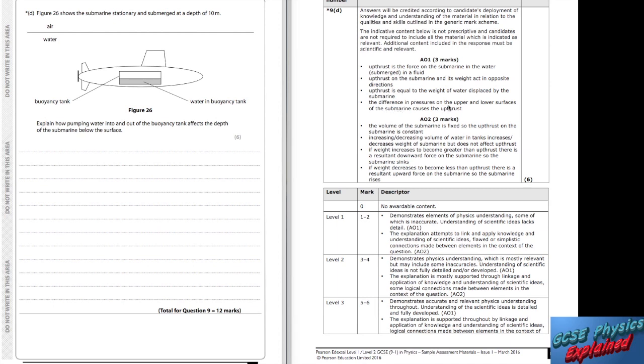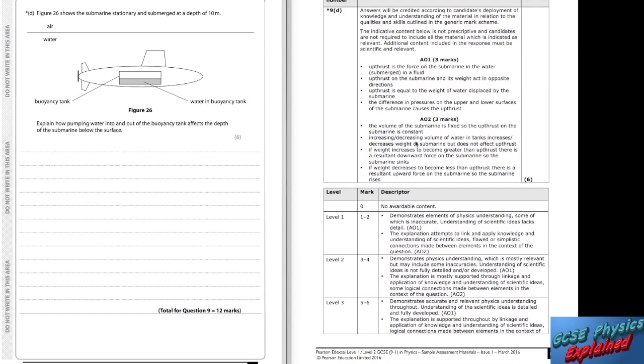The difference in pressures on the upper and lower surfaces of the submarine causes the upthrust. The upper part of the submarine here is not as deep as the bottom part. So you get less pressure on this part of the submarine because of the column of water above it compared to here. The column of water above the bottom part is bigger. So you get a bigger pressure here. So the upthrust is the difference between the pressure acting on the top compared to the bottom. The volume of the submarine is fixed, so the upthrust on the submarine is constant.